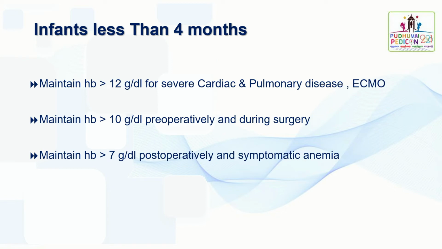So, what are the indications for packed red blood cell transfusion? You have to maintain a hemoglobin of more than 12 grams. It means if the hemoglobin is less than 12 with severe cardiac and pulmonary disease, where the child is in severe hypoxia with oxygen support and an FiO2 requirement of more than 35%, and also if there is a requirement for ECMO, you can go for PRBC. Preoperatively, if the hemoglobin is less than 10 grams, you can go for PRBC. Postoperatively and in symptomatic anemia, the cutoff is 7 grams per deciliter.